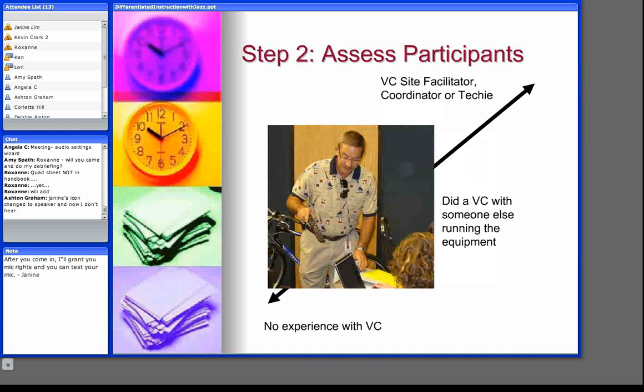All right, then you have different levels of comfort level with video conferencing. So you might get some people who have no experience at all with a video conference. You might have some, and this happens to me all the time, come to the workshop, they're used to someone else running the equipment for them. So they just show up and do the instruction part, but they don't know anything about the remote. All the way to the level of the tech coordinator for the district, the person who's the site facilitator, and is really comfortable with it. So again, you have quite a variety.